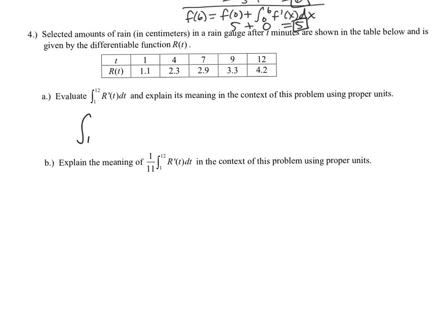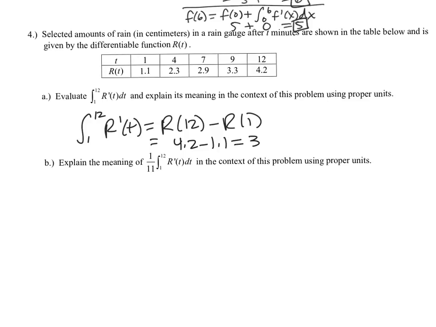to find the integral from 1 to 12 of r prime of t dt, what we're going to do is take the antiderivative of r prime of t, which is r of t. We're going to evaluate that at 12, and then evaluate the antiderivative at 1, and then we'll subtract those two amounts. Well, those amounts are given to us in the table. R of 12 is 4.2, and R of 1 is 1.1. So we just need to take 4.2 minus 1.1, and we get 3.1.